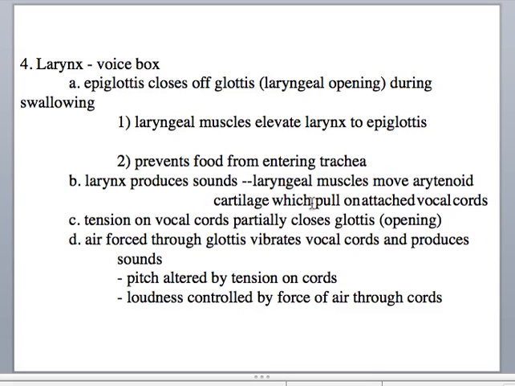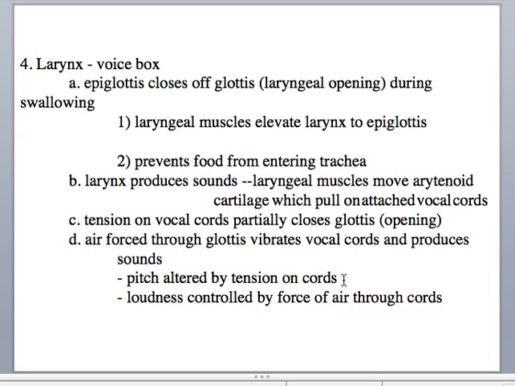The larynx is also really important because it produces sounds. The laryngeal muscles will move the arytenoid cartilage, which will pull on the vocal cords that are attached to it. When there's tension on the vocal cords, it will partially close the glottis. And the air that's forced through the glottis will vibrate the vocal cords and produce sounds. And the pitch or the tone is altered by the tension on the cords. So the more tension, the higher the tone, and the less tension, the deeper the tone of your voice. The loudness is controlled by the force of air through the cords.